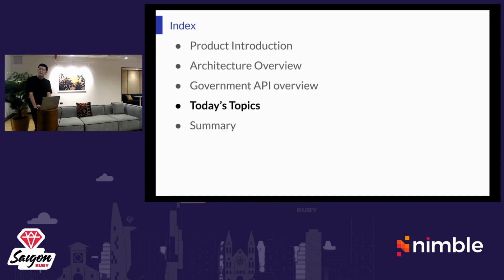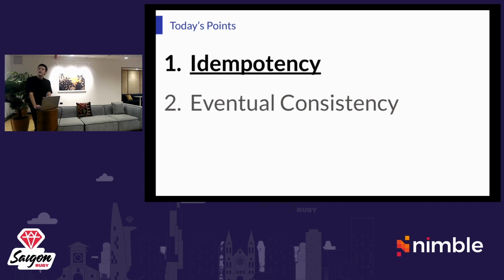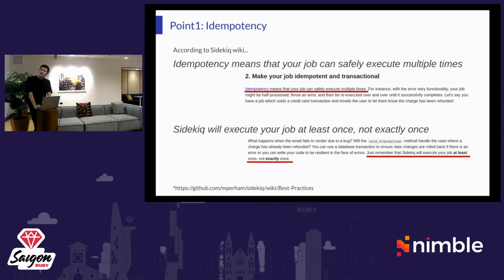Okay, let's go on to today's topics. There are 2 points in this presentation. The first one is idempotency, and the second one is eventual consistency. Let's start with idempotency. According to the Sidekiq Wiki, idempotency means that your job can safely execute multiple times, and also Sidekiq will execute your job at least once, not exactly once. So it matters.